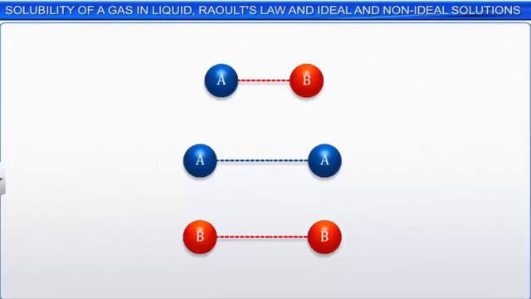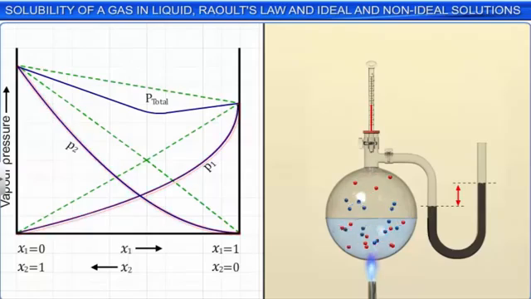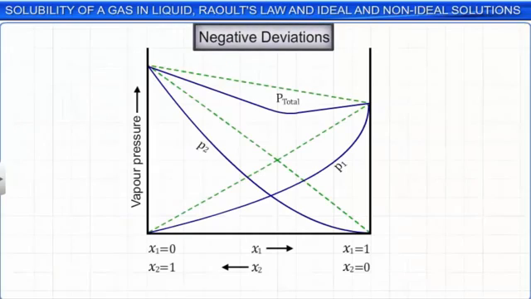On the other hand, if the magnitude of AB interactions is greater than the magnitude of AA or BB interactions, the escaping tendency of A and B type of molecules decreases and the partial vapor pressure of each component decreases. This in turn results in the decrease of the total vapor pressure of the solution. Such types of solutions are said to show negative deviations from Raoult's law.